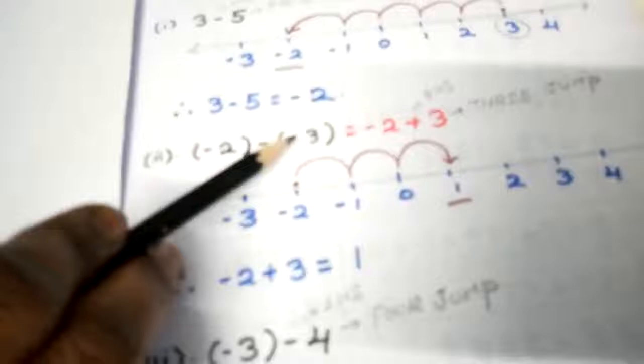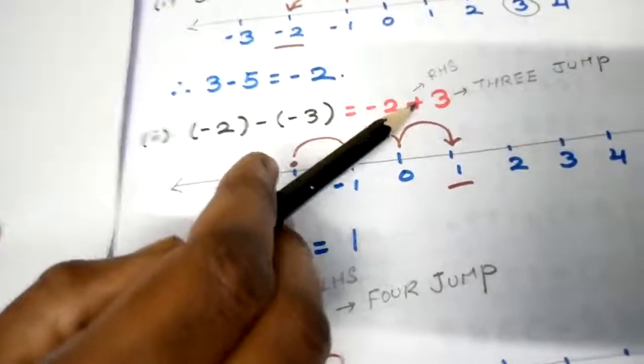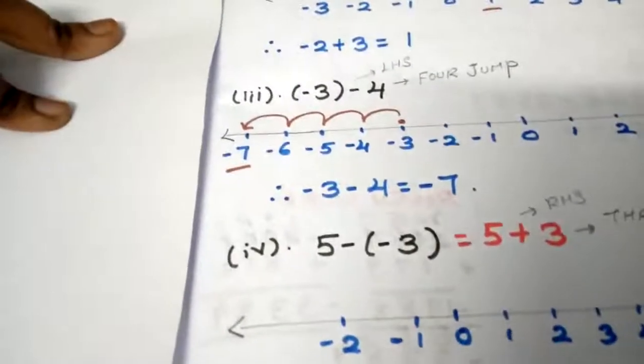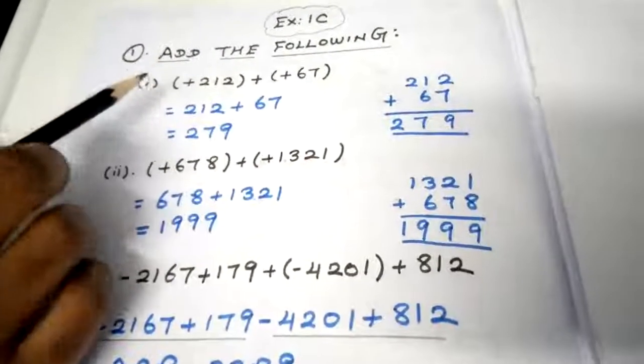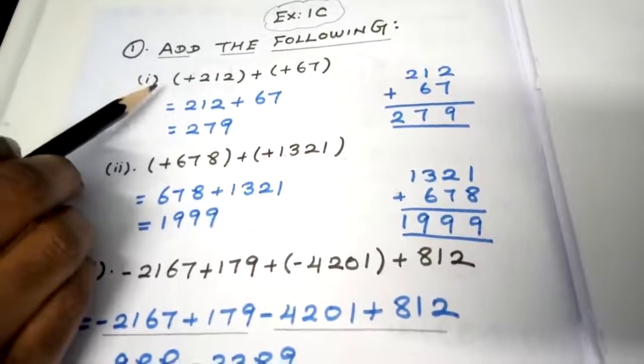So -2 means I will write here as it is, minus into minus plus 3. Same way, plus means right hand side, 3 jumps. So you are going to try the calculation, students, and I have given you the calculation. You try by yourself.